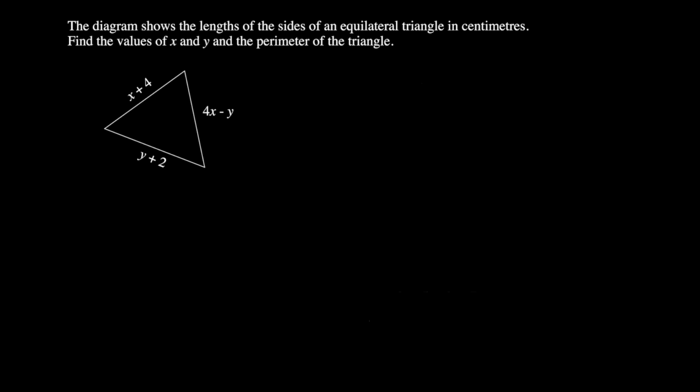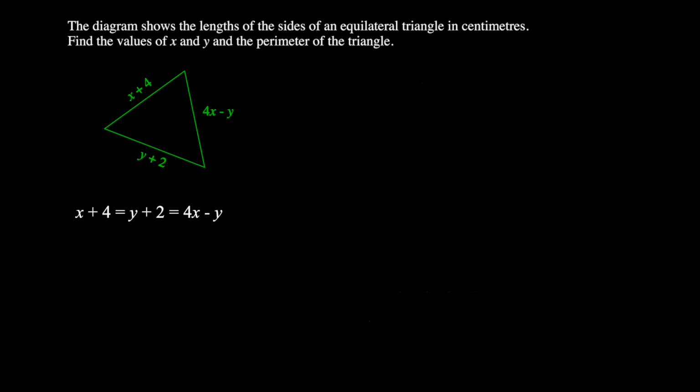So let's do that. Because we know this is an equilateral triangle, we know that the sides x add 4 is equal to y add 2 and is equal to 4x subtract y. And because I know that this is a simultaneous equation problem, I'm going to use this information to make two simultaneous equations. Well, how do I do that?